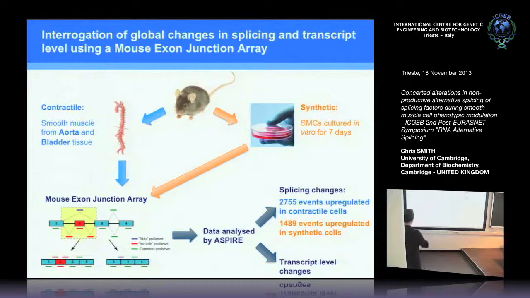These were RNAs hybridized to the MJ arrays. The data was analyzed by Melis Kayeki in Yoan Ule's lab. And we were then able to look at the transcript level changes, so changes in gene expression levels, and also splicing changes. And in both tissues, we could find large numbers of splicing events that were changed. By and large, I'm only going to be talking about the data from aorta, but generally we've got similar pictures in bladder. So nearly 3,000 upregulated events in contractile cells and about 1,500 in the synthetic cells.